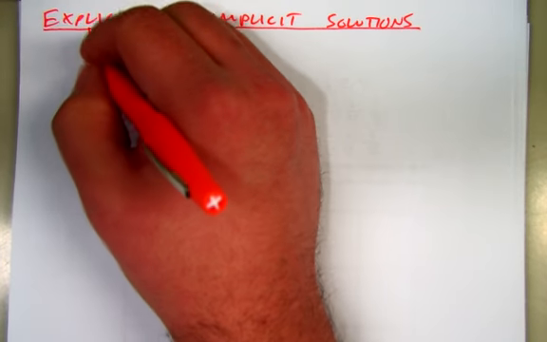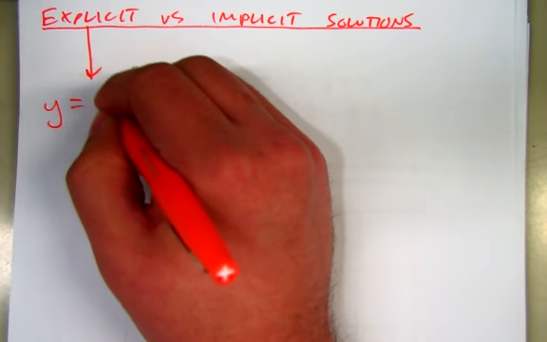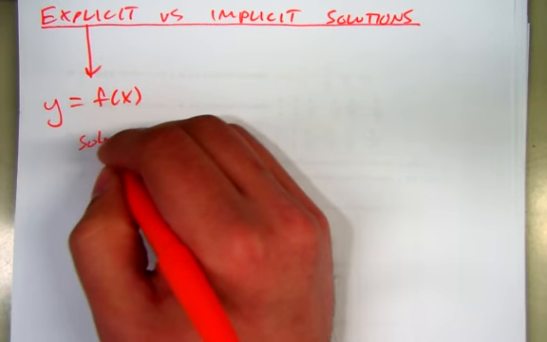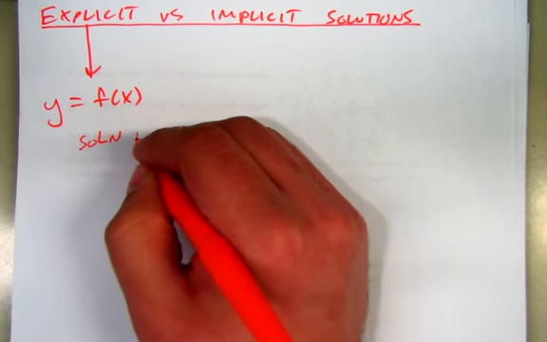All right. Explicit versus implicit solutions. Explicit means that the solution is in terms of one variable. So you'll have y equals some function of x.